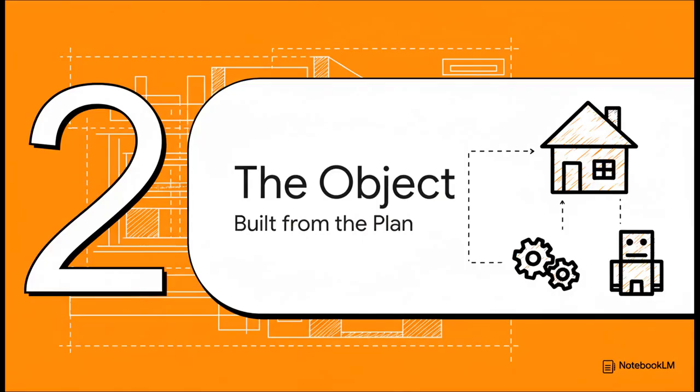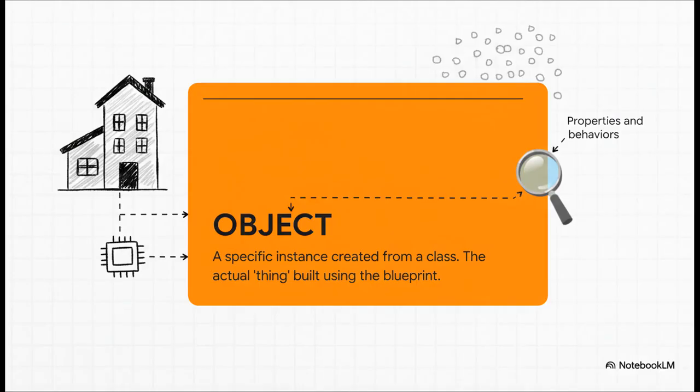Okay, so if the class is the plan, what happens when you actually pick it up and build something? Well, that brings us to our second key concept, the object. The object is the real deal. It's the actual house you built from that blueprint. In programmer speak, we'd say it's an instance of that class. It's a real thing that exists in the computer's memory, and it has all those properties and behaviors that were defined way back in the original plan.